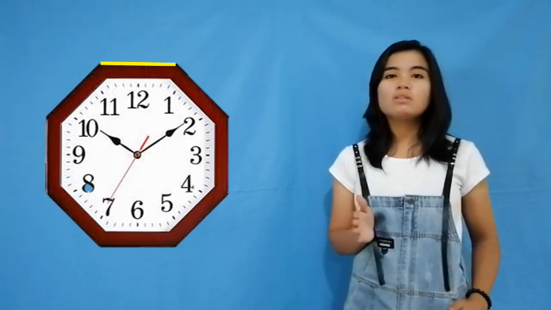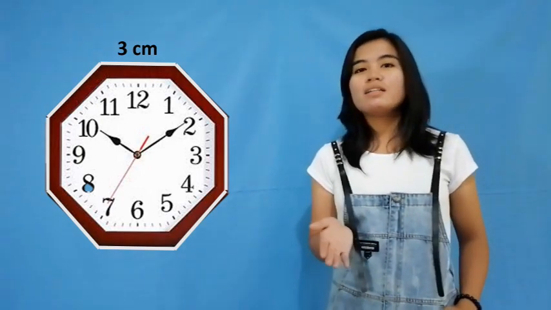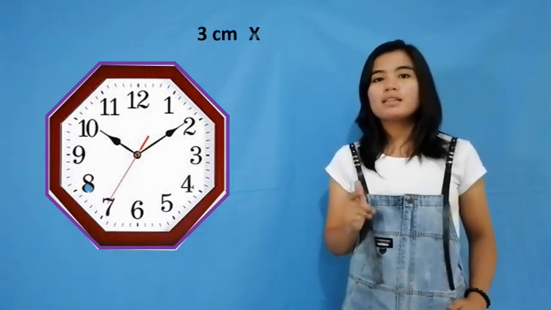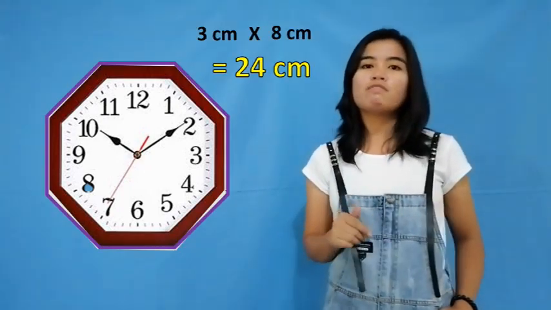The second one is by multiplying the measure of one side by the total number of sides. Since we have 3 cm as the measure of one side and the total number of sides of an octagon is 8, we have 3 cm times 8 is equal to 24 centimeters. So we are done discussing the perimeter of a regular shape.